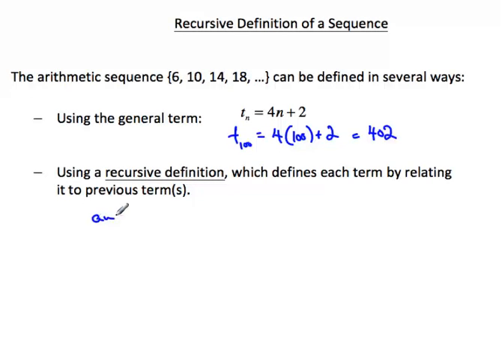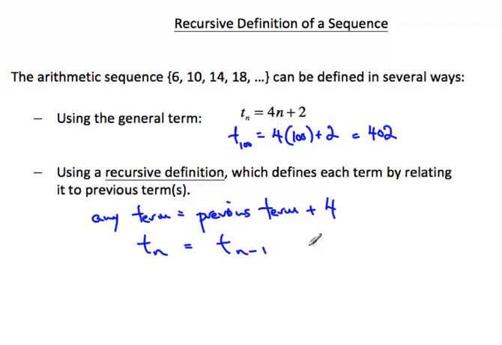So any term is equal to the previous term in the sequence plus 4. And the algebraic way of writing that is t sub n is equal to t sub n minus 1 plus 4. This is any term, this is the previous term in the sequence.